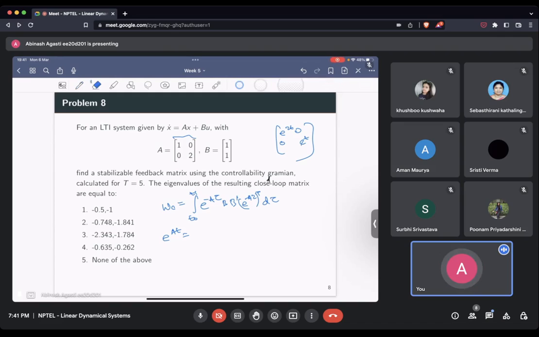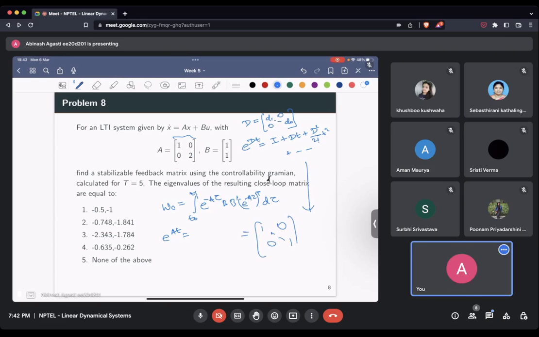So just a little trick. If you have a diagonal matrix D with d1 till dn, zeros all around, then e to the power Dt is what? Just take the infinite expansion. You have the identity plus Dt and so on. Then Dt is simply d1 t, dn t along the diagonal.